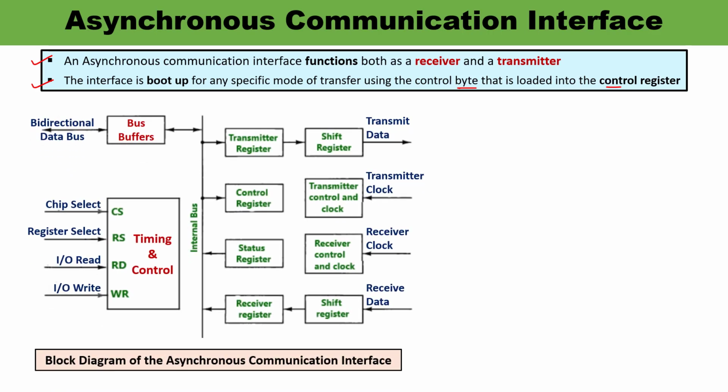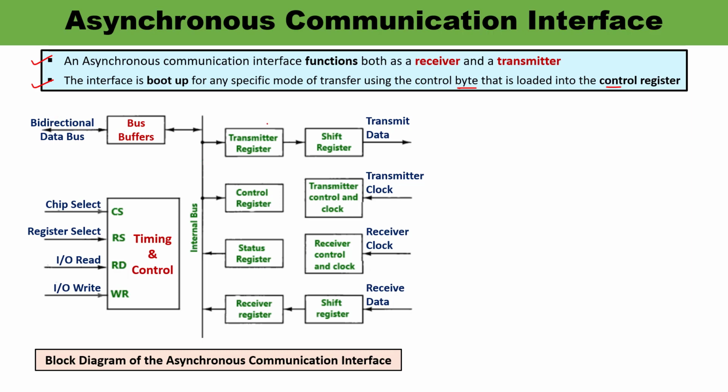This is the diagram which shows the asynchronous communication interface. You can see there is a bus buffer, a timing and control unit, and 4 registers: transmitter register, control register, status register, receiver register, and a shift register, right? As I've told you, the interface is initialized for any particular mode, whether it is a transmitter or a receiver, just by putting the control byte into the control register.